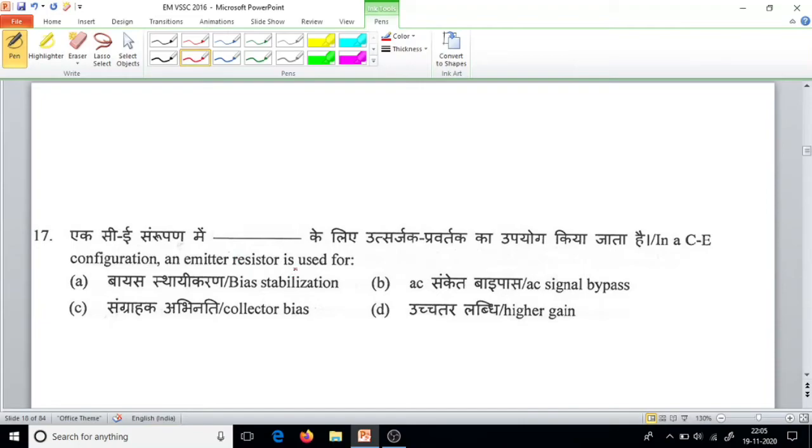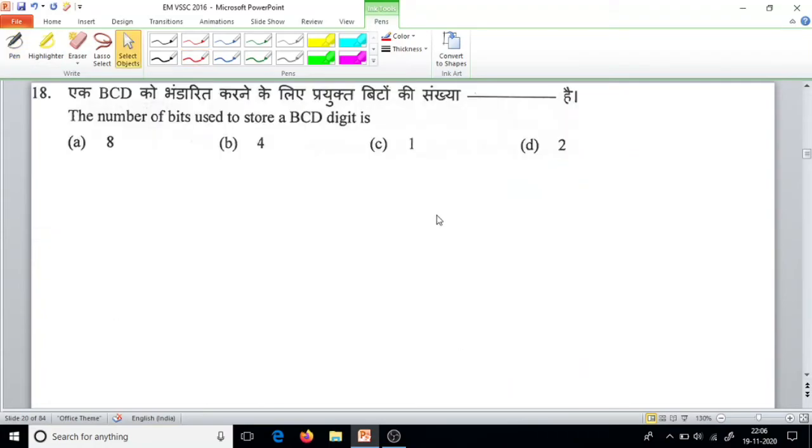Question number 17. In a CE configuration, an emitter resistor is used for? In a CE amplifier, there will be a collector resistor, then there will be base voltage divider biasing, and also one resistor will be there. There is also a capacitor. This resistor is used for voltage stabilization. So the answer is option A.